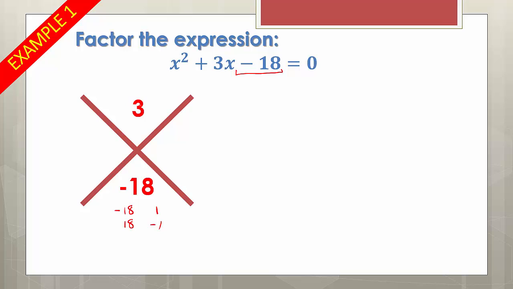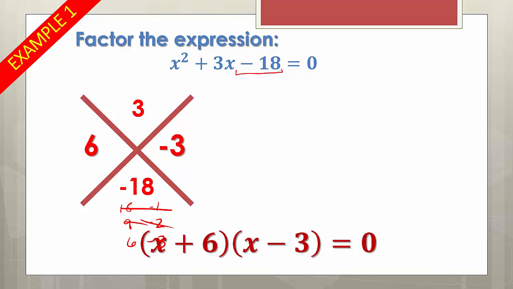But notice that this 3 is positive. So there's no way that if we took away the signs, the larger number could get the negative sign and still get a positive answer when you add. So we know it would be 18 times negative 1, if anything, but you add those together and you don't get 3. 9 times negative 2 still doesn't equal 3, but we're getting closer. 6 times negative 3, we have a winner, because 6 and negative 3 add to 3 and multiply together to get negative 18. All we have to do is put our variables in front. So we'd have x plus 6 times x minus 3 equals 0.